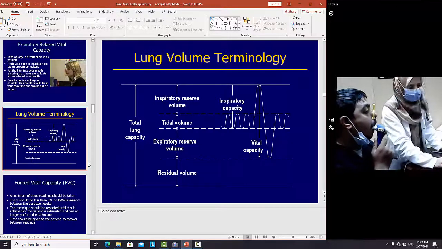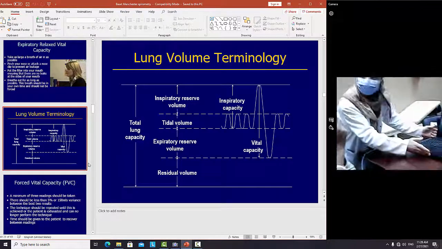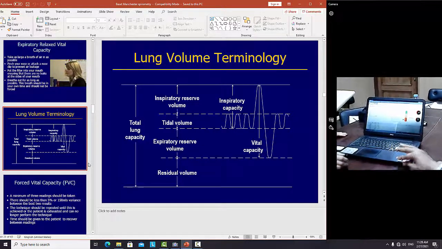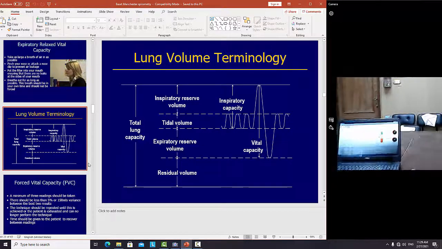The patient can breathe this curve. Mr. Hassan, this curve. The patient can breathe tidal. This is the forced vital capacity maneuver.